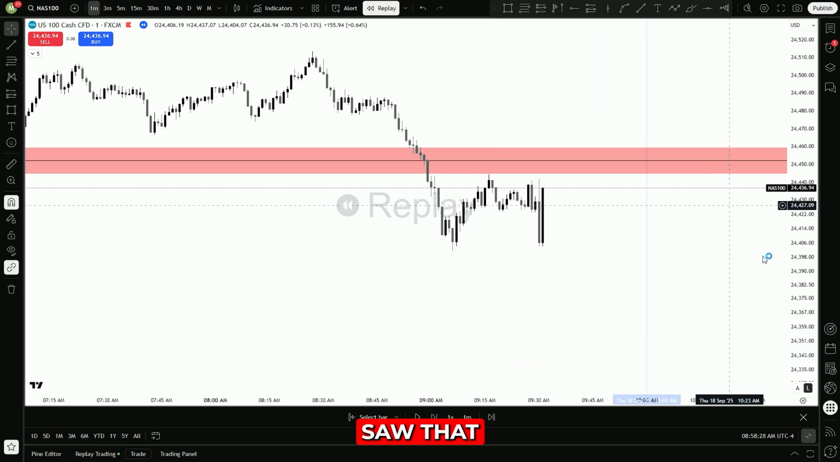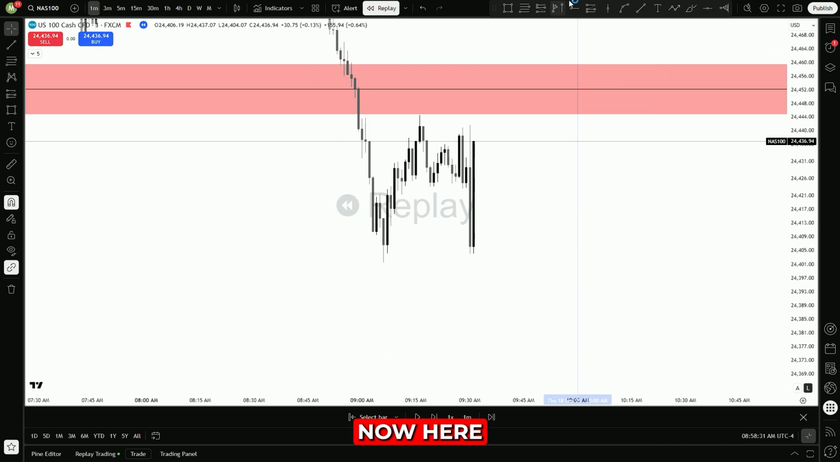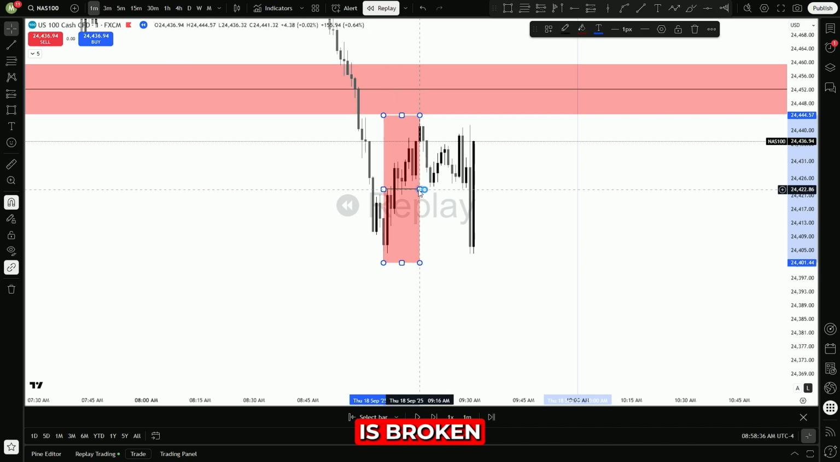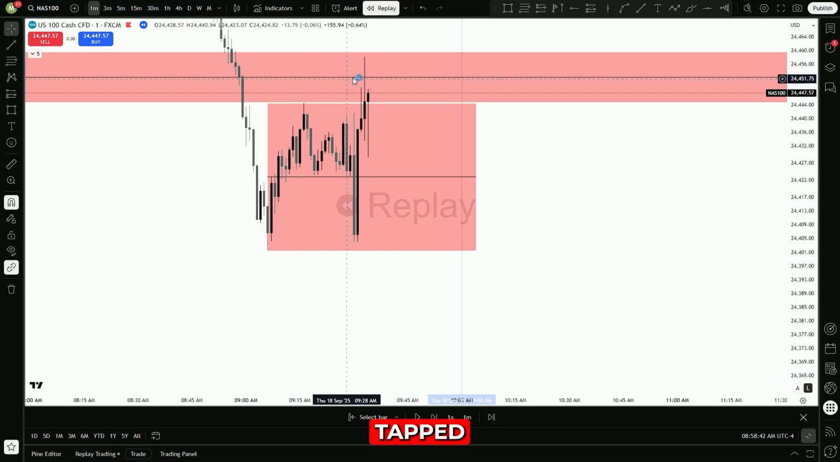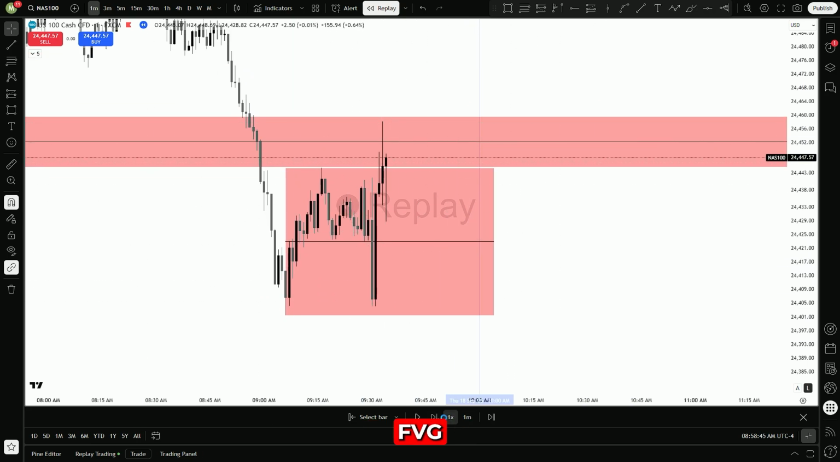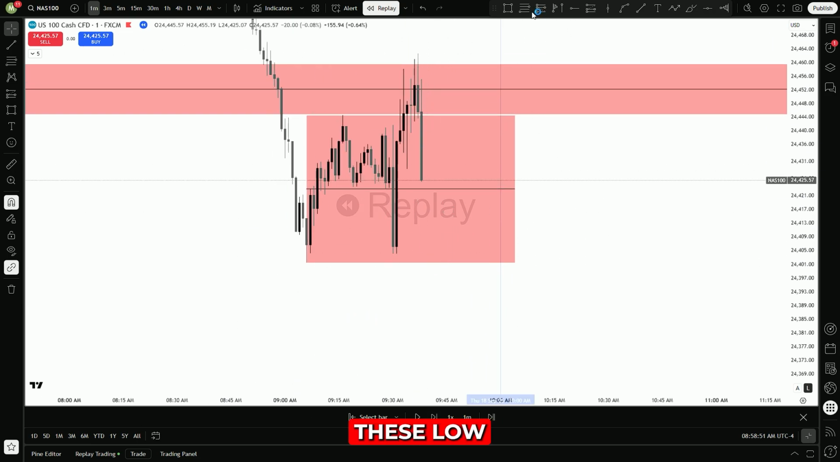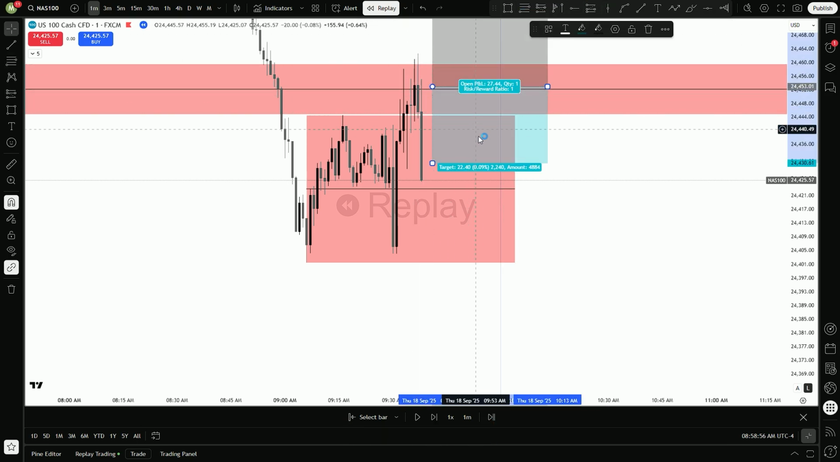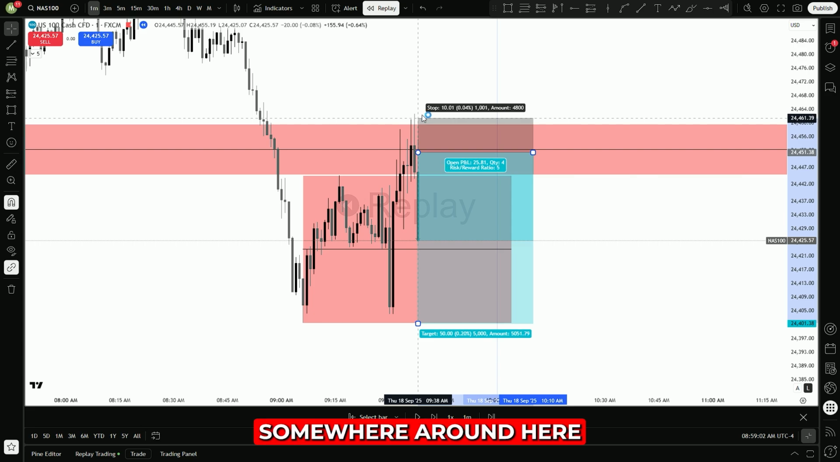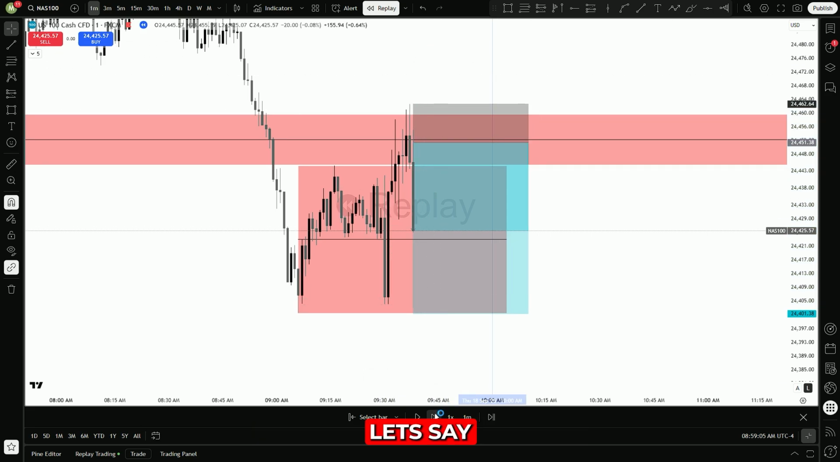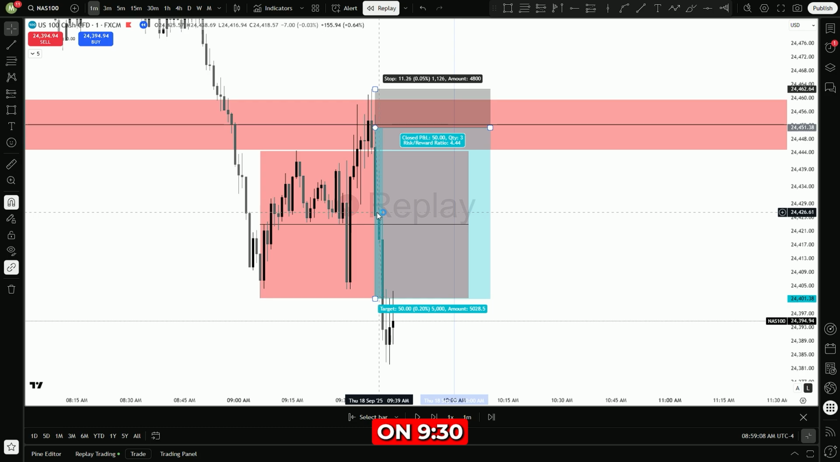So what you just saw is that. Now here's another thing. We formed this high and this low, and none of them is broken right now. We're going to wait. We just tapped the inverse FVG. Now here you can enter short, targeting these lows, like something like this. If you enter short over here, your TP will be this small area, which is like 50 pips, and your stop loss will be somewhere around here. Let's see if it gets hit. So this is your first trade on 9:30.